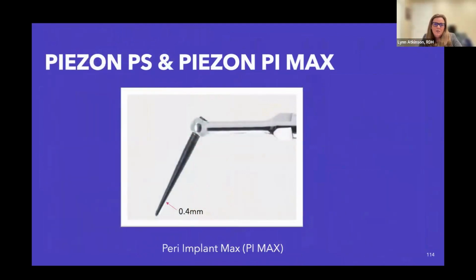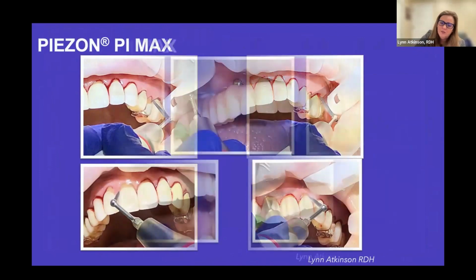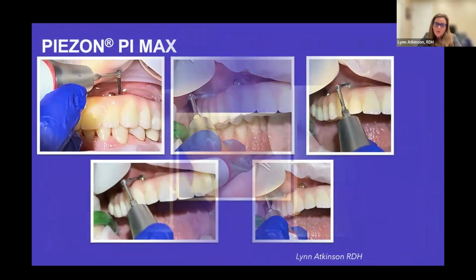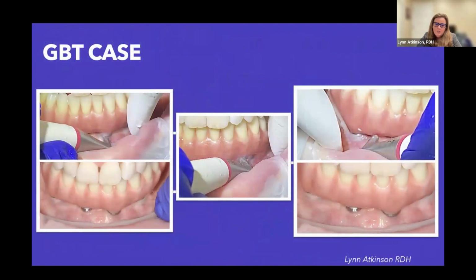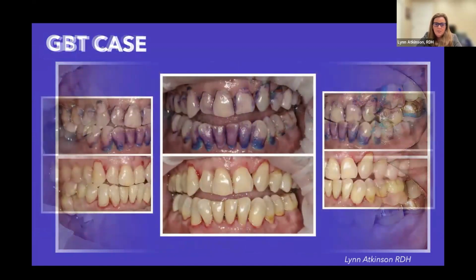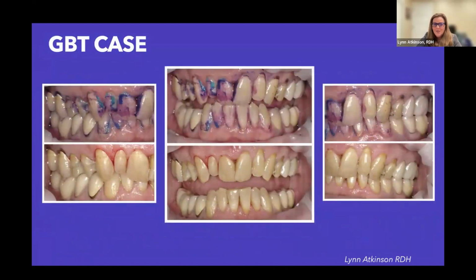And then another one of my favorite instruments is the Piezon PI Max, which is used for implants, around crowns, around veneers, around a prosthesis, around an all-on-4. You can use that underneath this all-on-4 after you've done your airflow. These are just some cases that I'll run through real quick as we get to the top of the hour.